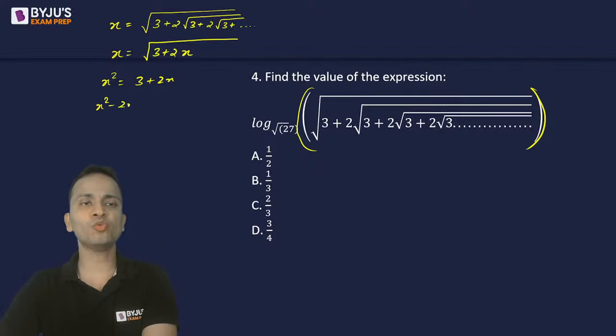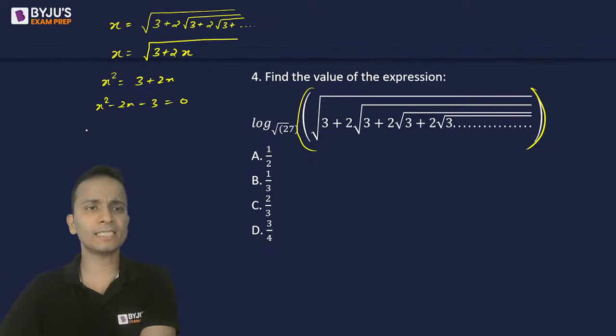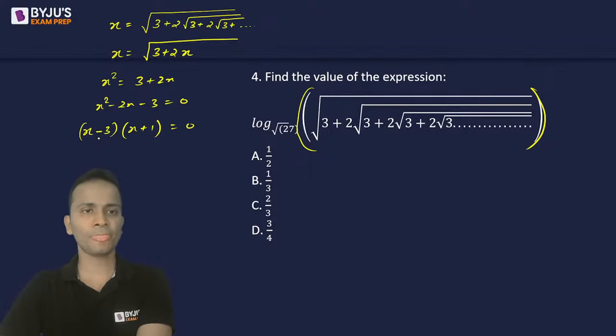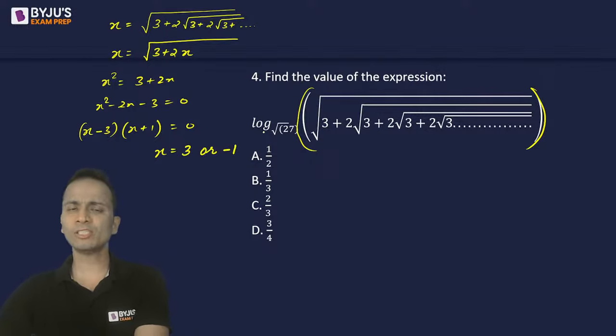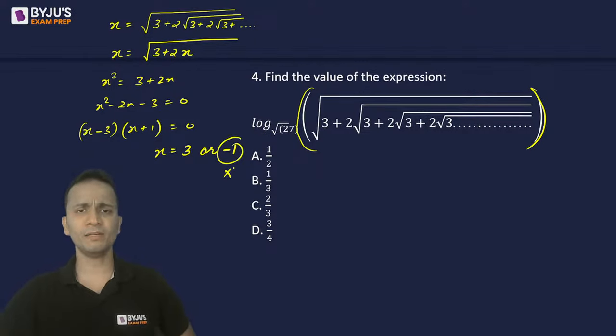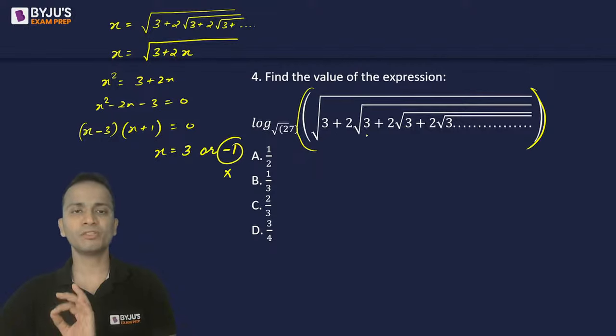X square minus 2x minus 3 is equal to 0. This is a quadratic, and I can say that it can be factorized as x minus 3 into x plus 1 equal to 0. So the values of x can be either plus 3 or minus 1. Right? Now, since the log function is not defined for negative values, minus 1 will be eliminated, and inside the bracket, I will keep 3 only.